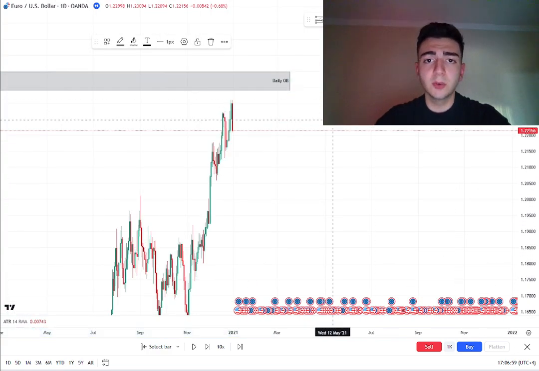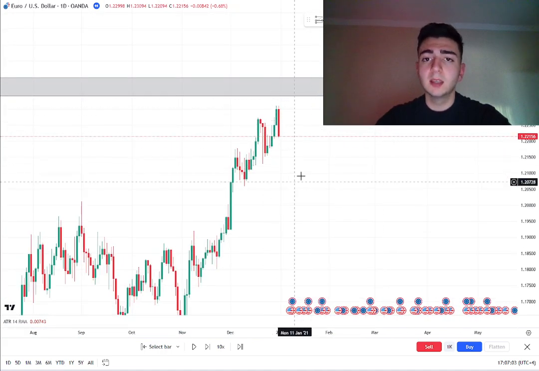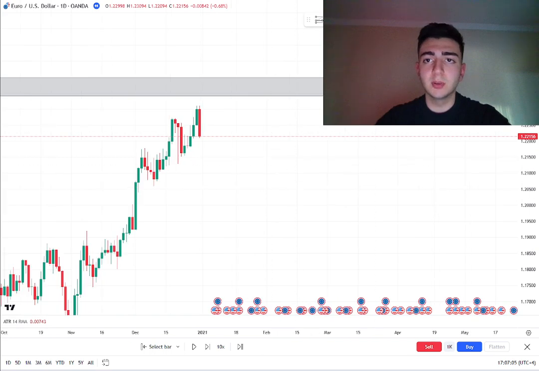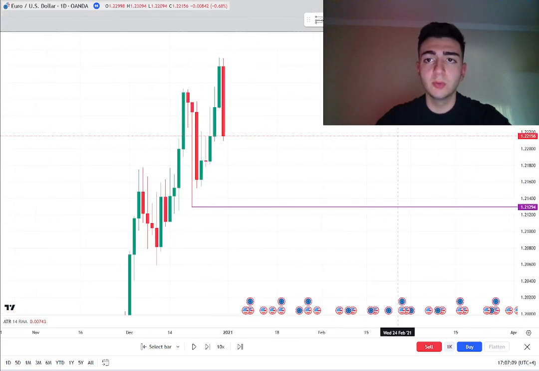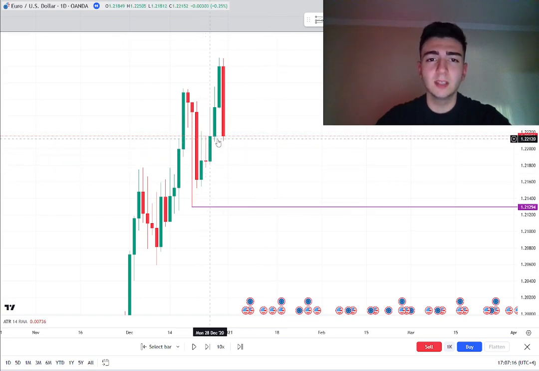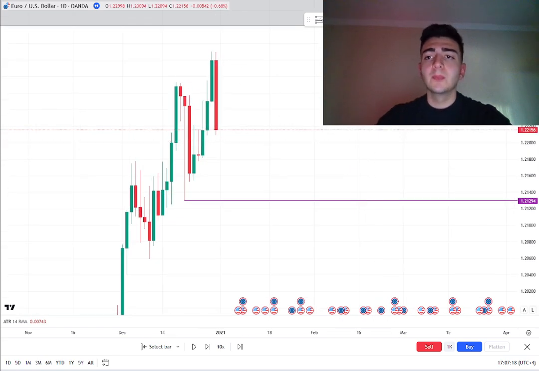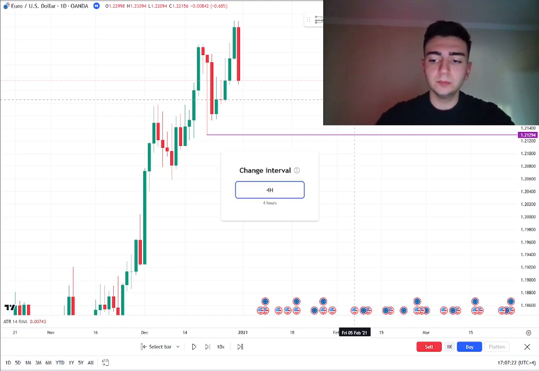Either we wait for price to purge this daily order block, or we wait to be continuing this uptrend by purging this low point of interest. We also have an order block right here resting below these lows, but it's not significant enough for me because it did not create a fair value gap. So let's go down to the 4-hour.